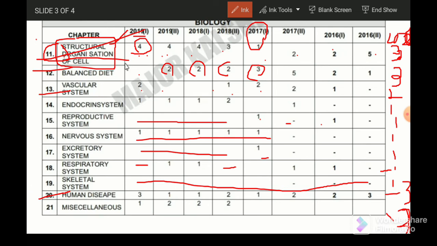Then balanced diet. What is balanced diet? From which food we get more carbohydrates? From which food we get more proteins, more fat? Okay, that we are going to discuss in balanced diet. Then comes vascular system as in plants. So what is xylem, what is phloem, what are the elements of xylem and phloem? And what kind of combinations to be seen in what kind of plants. Okay, that is all going to be studied.